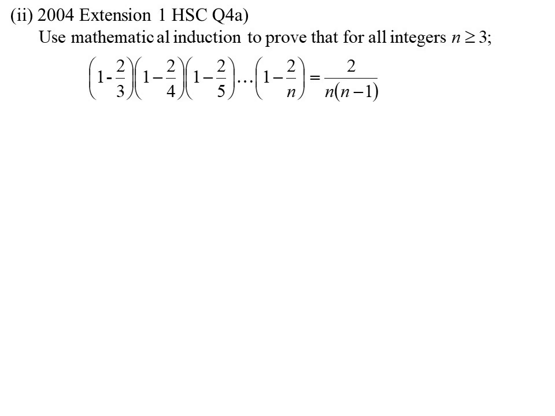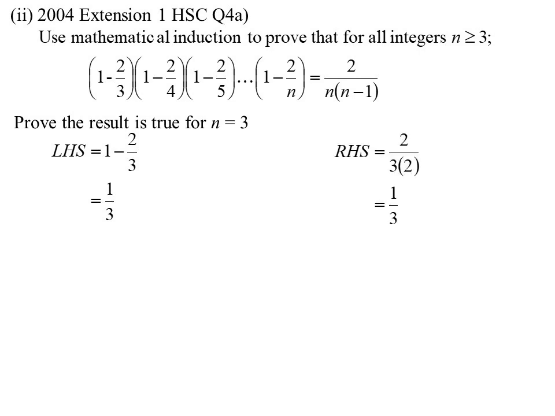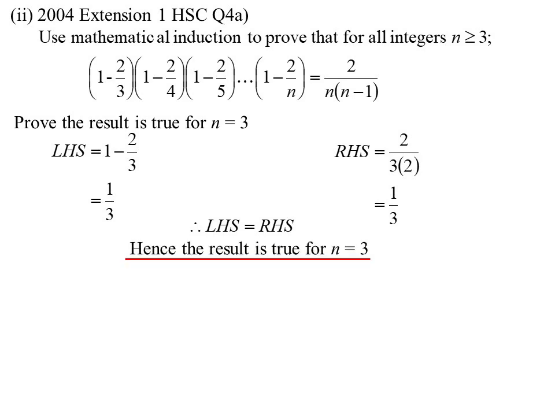Here's an older one. It is a series type, but instead of going plus, plus, plus, it went times, times, times. You'll notice it came from an extension 1 paper, actually. And this time we're starting with n greater than or equal to 3. So my first case will actually be n equals 3, which is the first term here if you have a look, because if I was to substitute into this general term I would get 1 minus 2 over 3, which is a third. And the right hand side, yes, we get a third as well, so left hand side does equal the right hand side, hence it's true for 3.